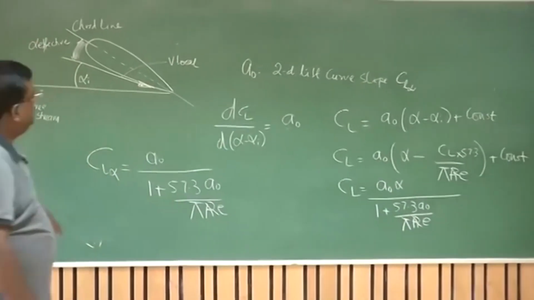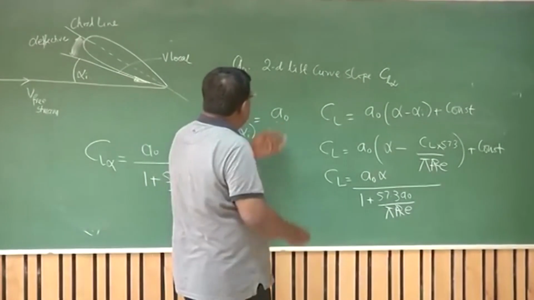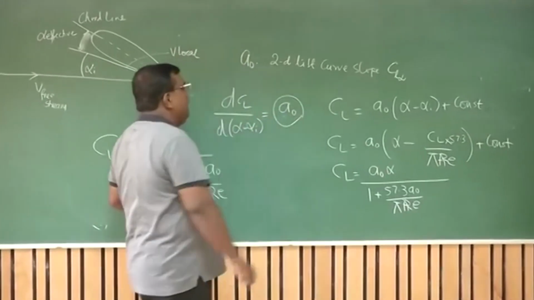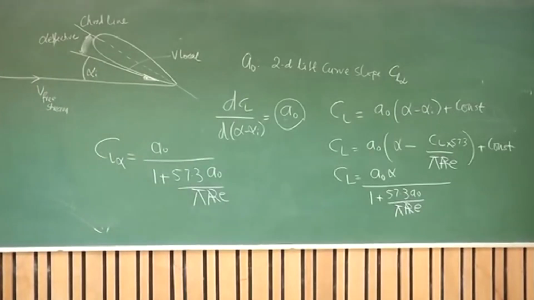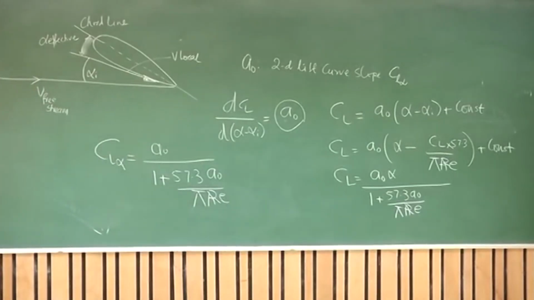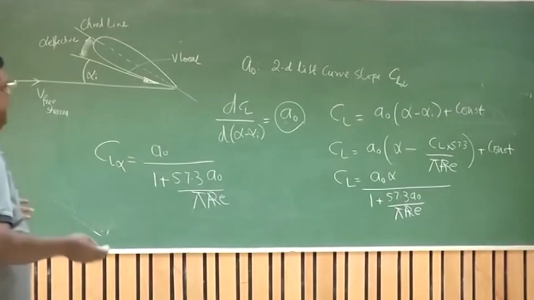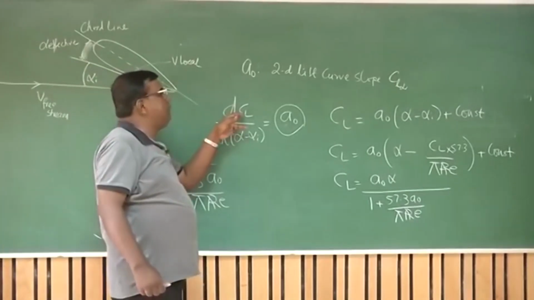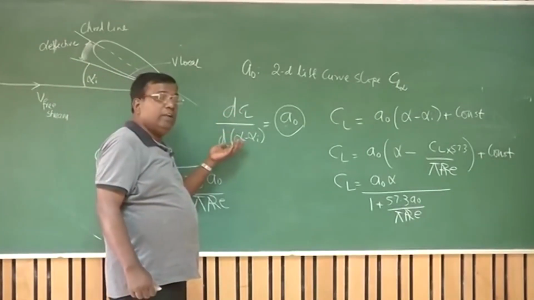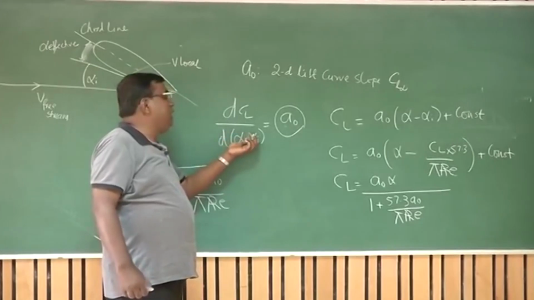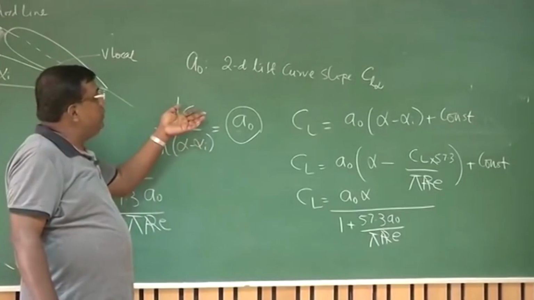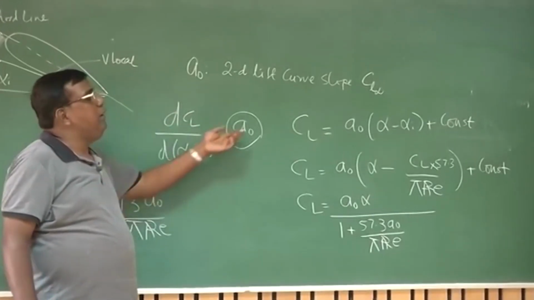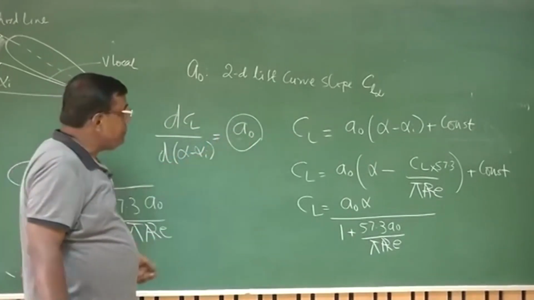Let us see. Again we come back here. What was A0? A0 is the lift curve slope for an aerofoil, that is the 2D value, right? That means the 2D value doesn't have any alpha i. So when I'm trying to find the slope of CL versus angle of attack, I am eliminating the contribution of alpha i. So if I take this slope, this should be A0, right?